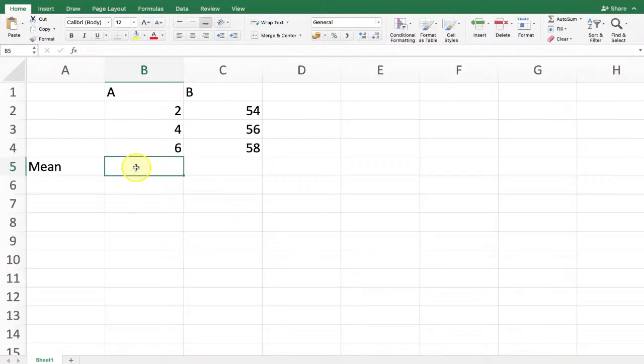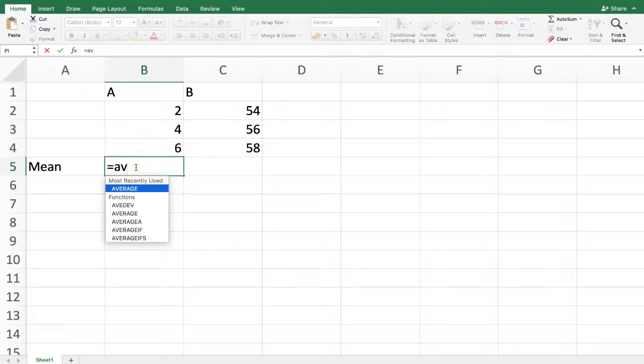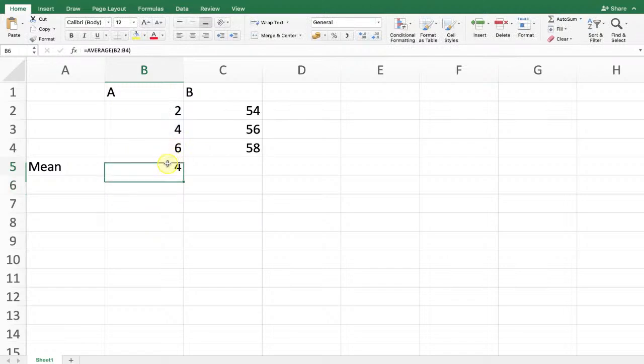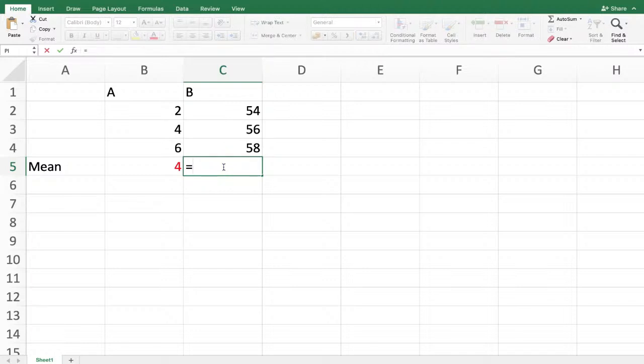Type the equal sign and then type average. There you have it. Average, and then you just highlight dataset A and close it in a pair of parentheses, and that gives the mean. What about the mean of dataset B? Equal sign, type in average, highlight dataset B. So this is the mean of dataset B.